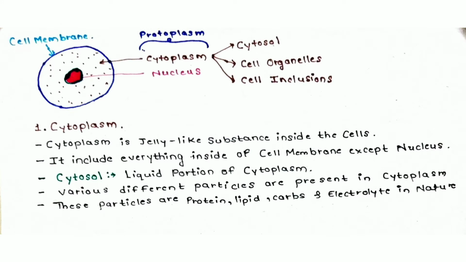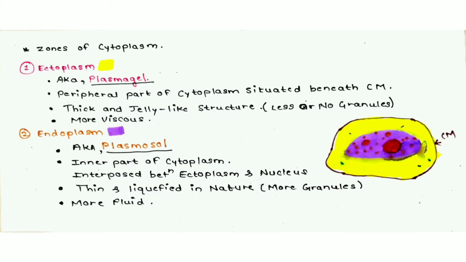Cytoplasm has a clear liquid portion which is known as cytosol, and there are various different particles present in the cytoplasm which are protein, lipids, carbohydrates and electrolytes in nature. Cytoplasm is divided into two zones, one which is near to the cell membrane and one which is far from the cell membrane. So the first is ectoplasm.